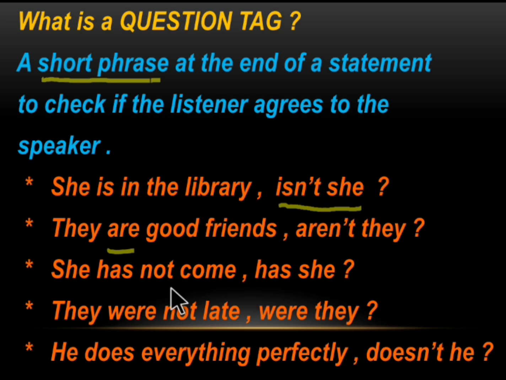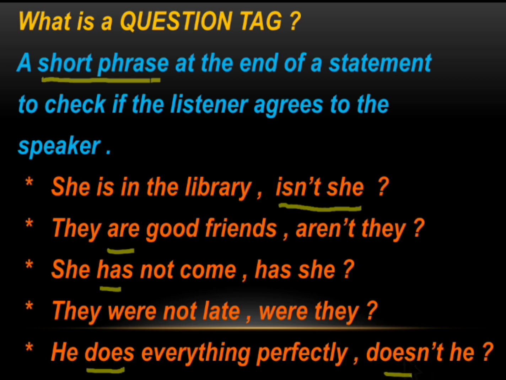She has not come. Here, the auxiliary verb is has, and come is the main verb. So, has she. They were not late, were they? He does everything perfectly, doesn't he? Here does is the auxiliary verb, so doesn't he. You will learn in detail as you go into the next slides.